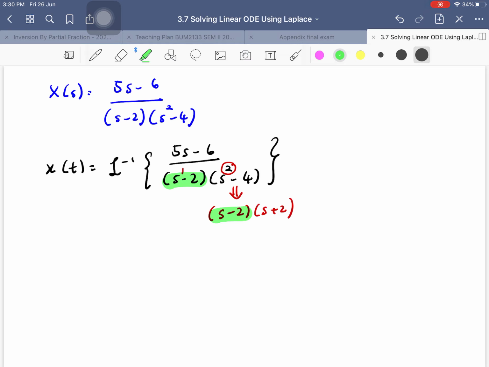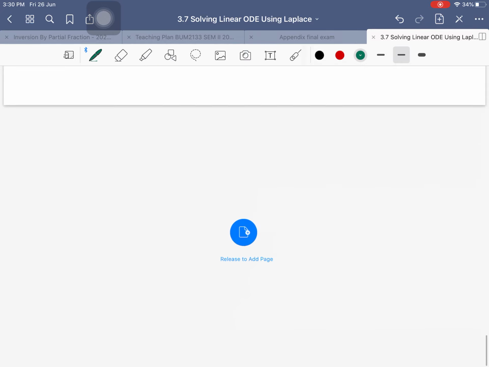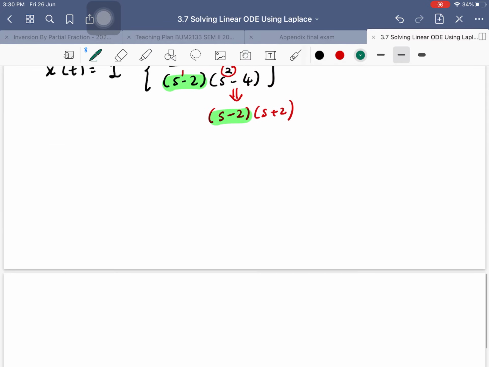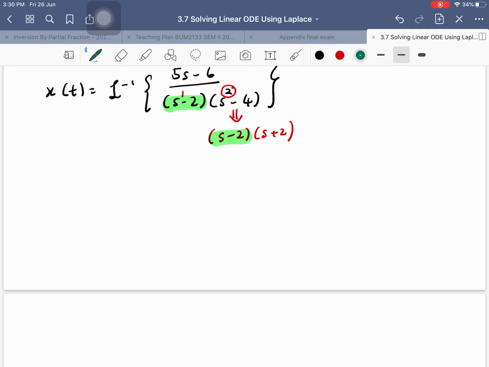So now let's start with our Laplace inverse. So let's start with our partial fraction. Okay, let me do partial fraction first. So let's do it over here. My function is now going to be 5s minus 6 over, let me put s plus 2 to the front, and I'm going to put s minus 2 to the back. So s plus 2 multiplied by s minus 2 squared. It doesn't matter how you order them, if you put s minus 2 squared to the front, it will be the same. There's no problem with that.